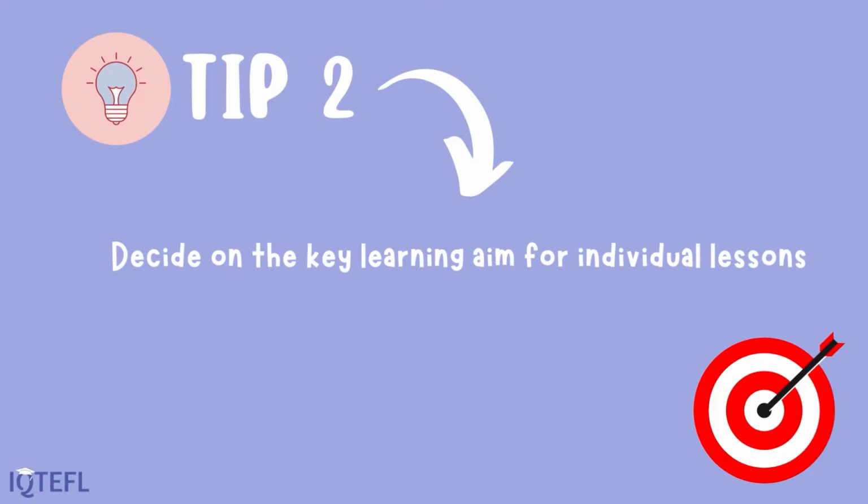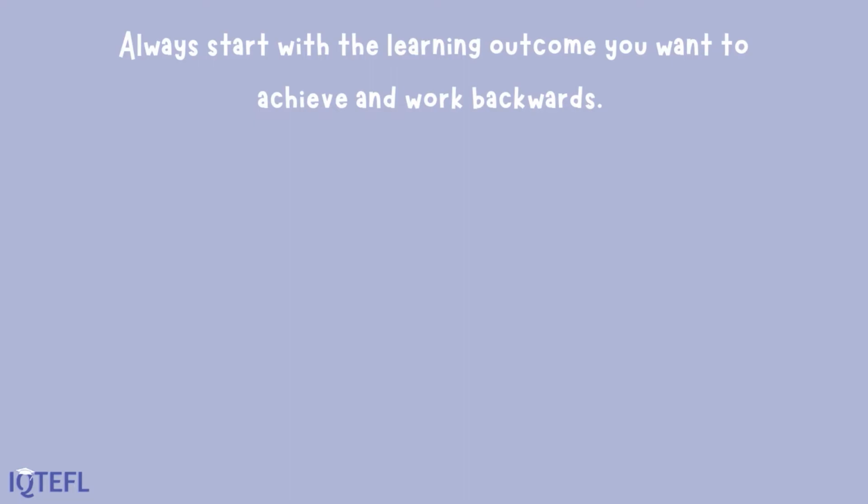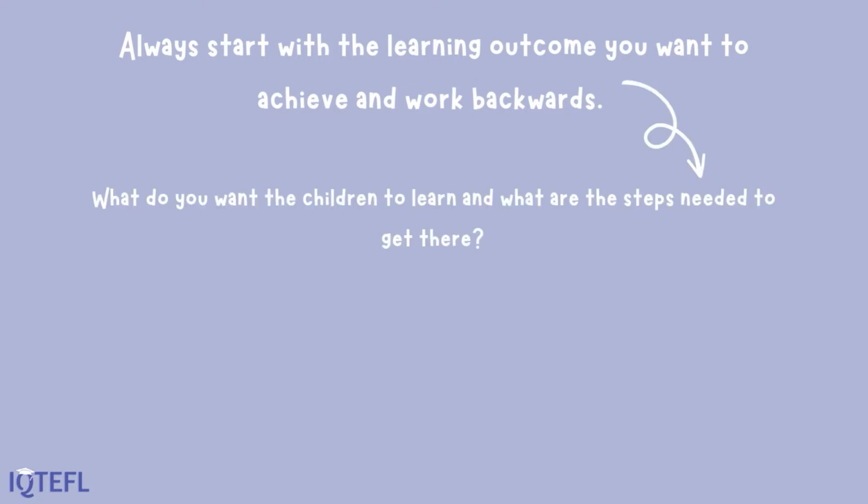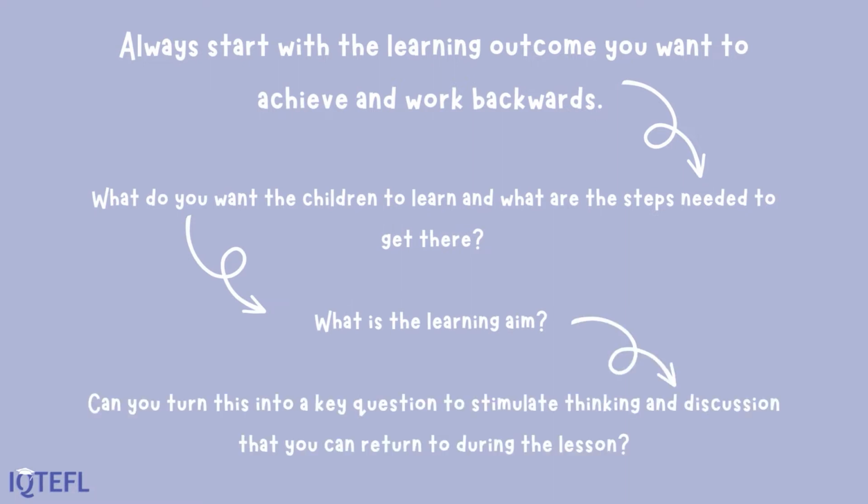Tip 2. Decide on the key learning aim for individual lessons. Always start with the learning outcome you want to achieve and work backwards. What do you want the children to learn, and what are the steps needed to get there? What is the learning aim? Can you turn this into a key question to stimulate thinking and discussion that you can return to during the lesson?